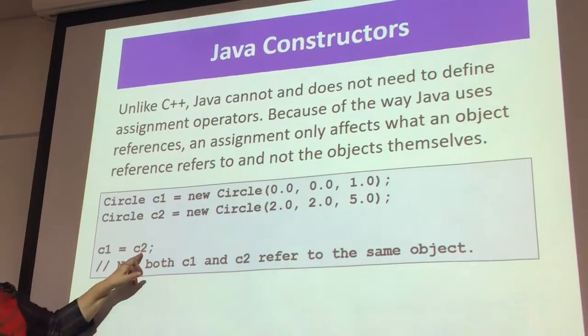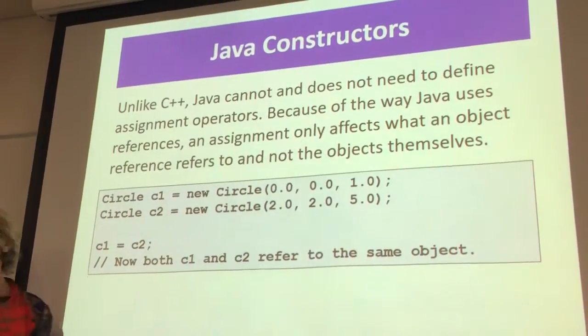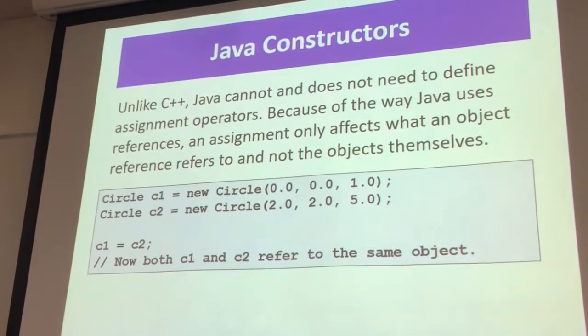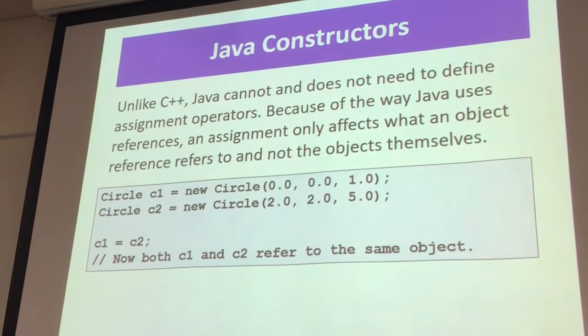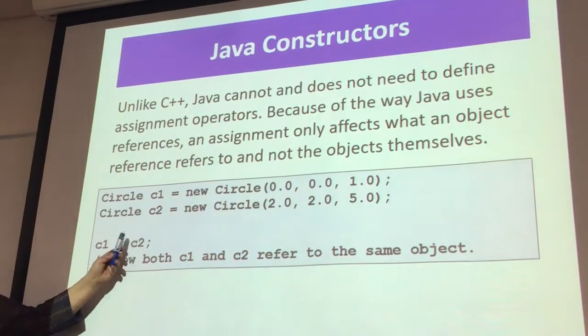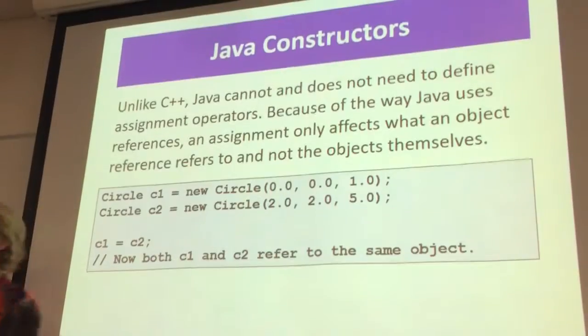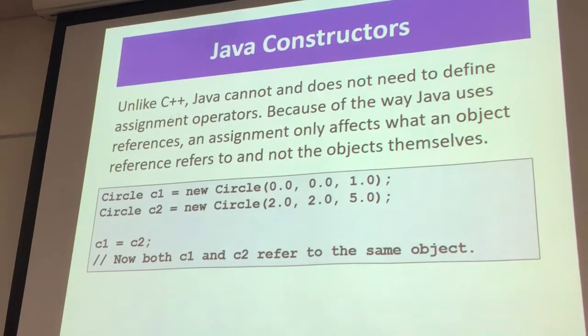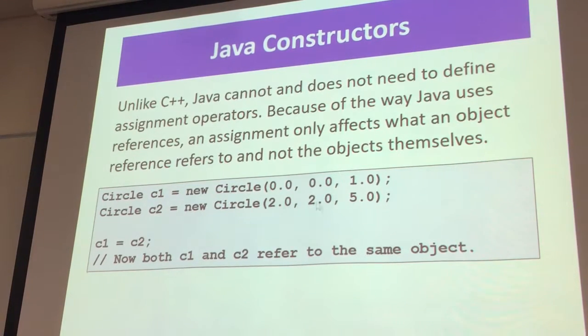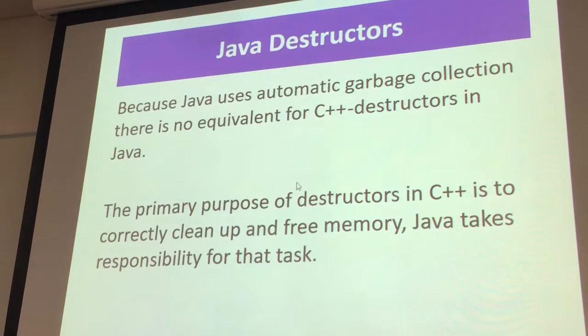As I said, C1 and C2, when you do assignment in Java, you will get pointing to the same memory. So after the assignment, everything will point to a circle with these data members. And you can't change that behavior. You can, but where was the deep copying? You can perform something. You have to define a method.